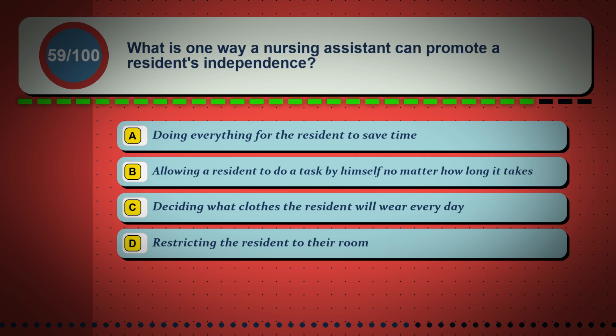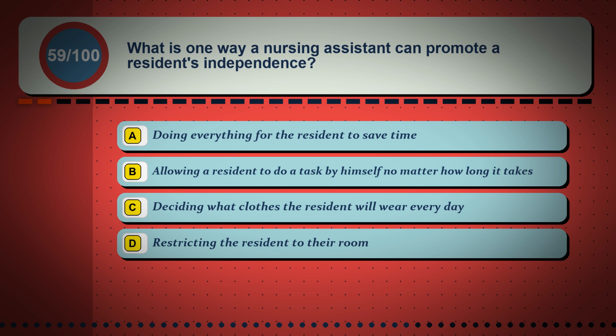Question 59. What is one way a nursing assistant can promote a resident's independence? Option A, doing everything for the resident to save time. Option B, allowing a resident to do a task by himself no matter how long it takes. Option C, deciding what clothes the resident will wear every day. Option D, restricting the resident to their room.